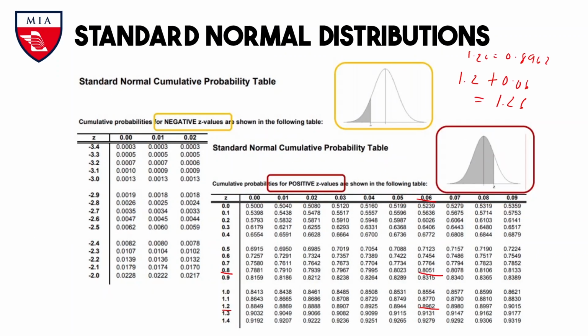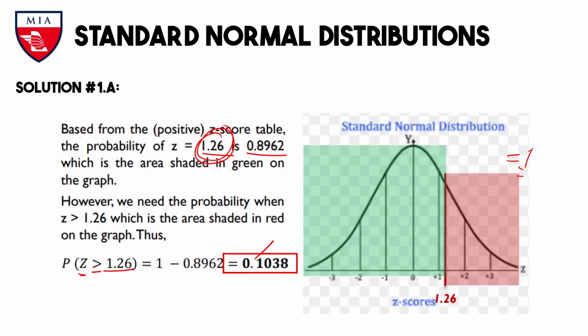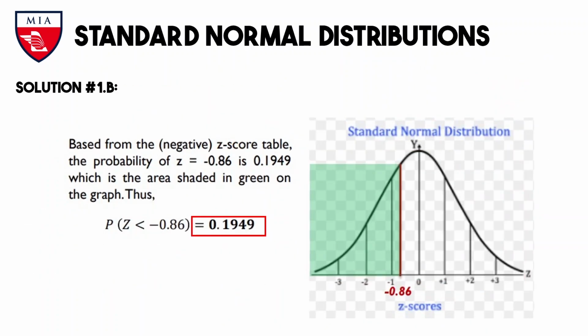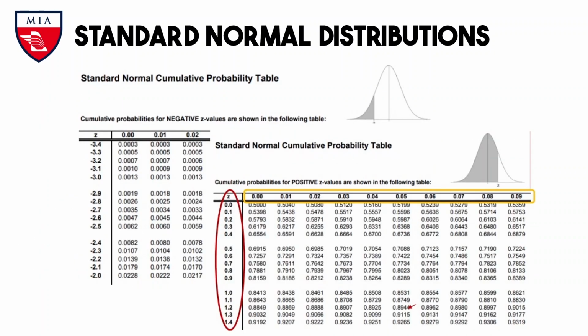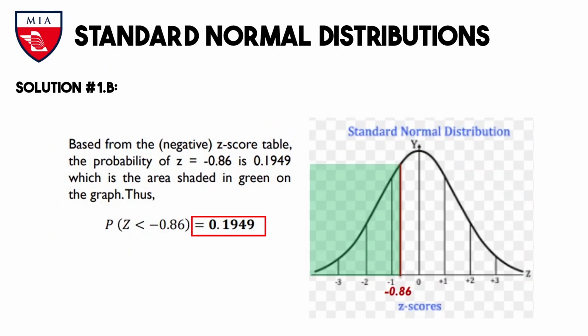Negative values. Okay, so let's just use the second method for this type of problem because our z-table is not complete. Okay, so let's have here the calculator. Okay, so let's just use this method.